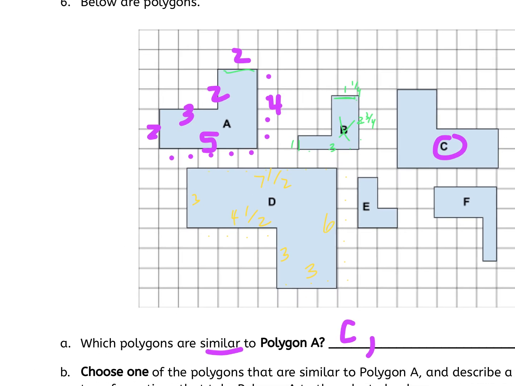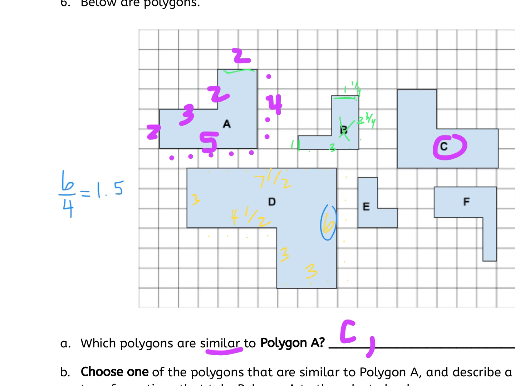So I'm going to pick a couple side lengths to see if I can figure out the scale factor. All the side lengths would have to have the same scale factor. So I'm going to start with this 6 and compare it to the 4. So 6 compared to 4, 6 divided by 4 is 1.5.